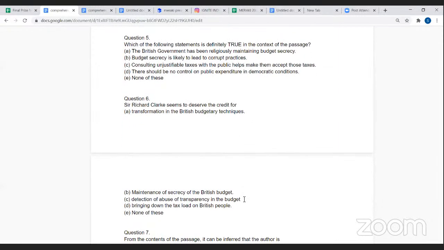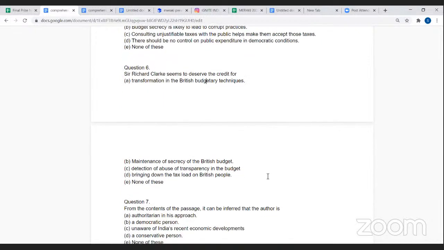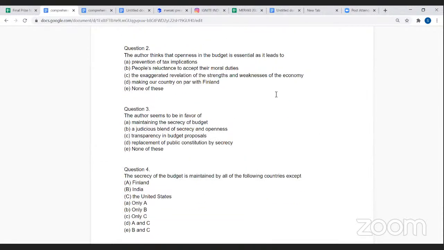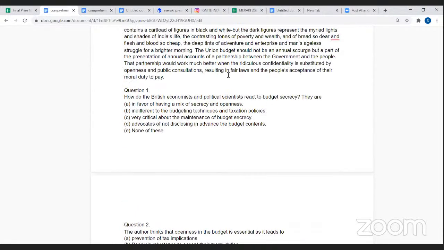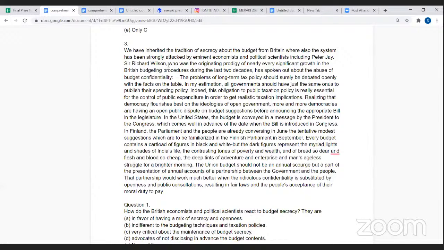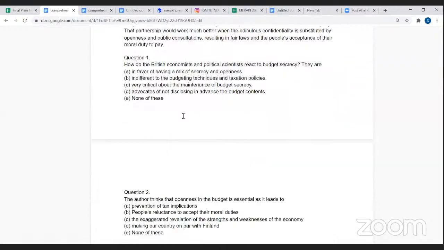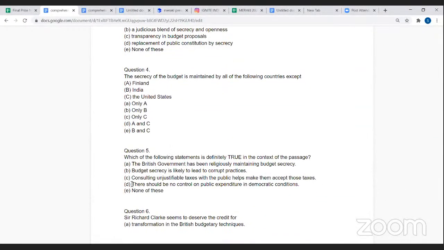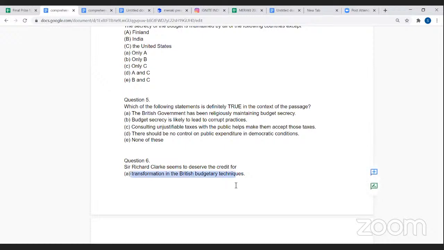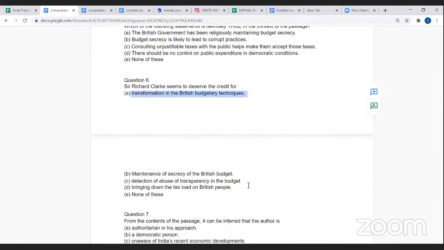Then you have Sir Richard Clarke seems to deserve the credit for... A. He was the originating prodigy of nearly every significant growth in British budgeting procedures. So it is transformation in British budgetary techniques.